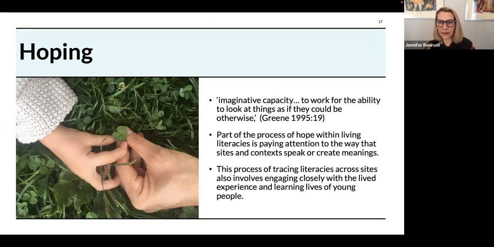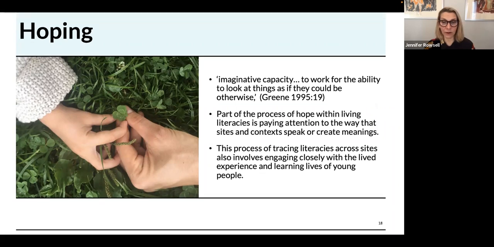Hoping is about creating an imaginative space. This is sort of Maxine Greene, who talks about the ability to look at things as they could be otherwise, right? So this might be our reality right now, but it doesn't have to always be that way. And it's living literacies, paying attention to that, paying attention to sites and contexts and lived realities and how those might change, and tracing literacies across sites and seeing hope in different parts of our lives.